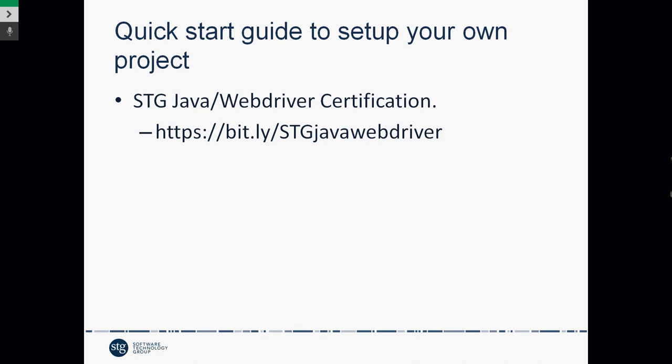This guide is available to you guys. As part of this SDG, we do have a certification. This certification will help you set up your development environment. If you want to do Java, you can do the SDG Java WebDriver. We also have Python and Node as well. So if you want to change that Java to Node, that will take you to the quick start guide to setting up a Node.js development framework. If you want to do Python, just change that to Python. So that way you guys can get started really quick.